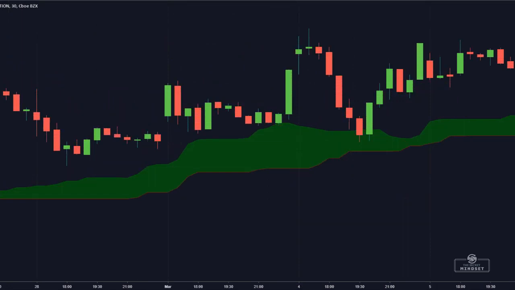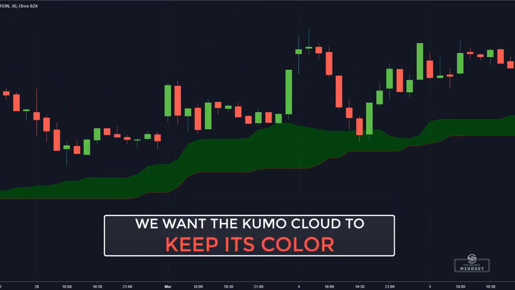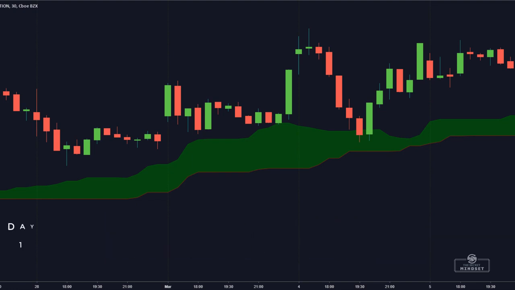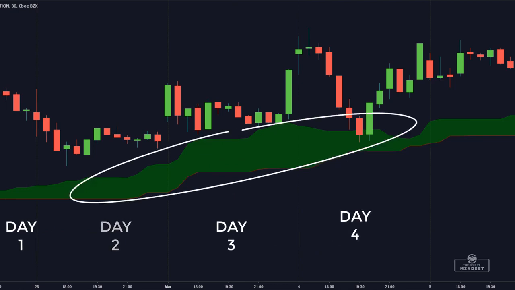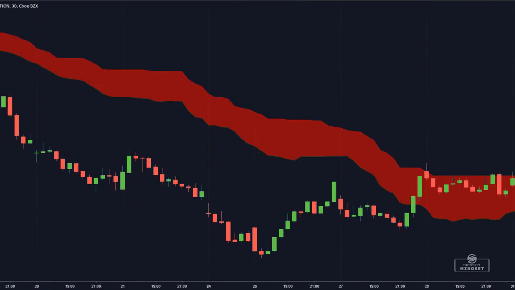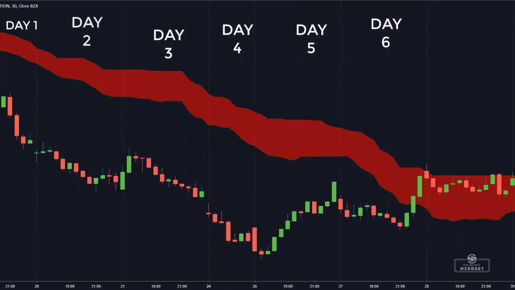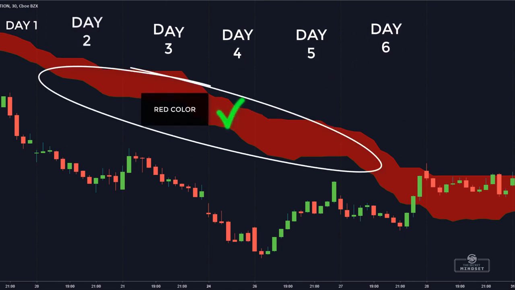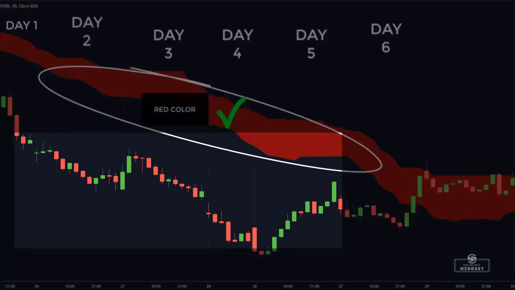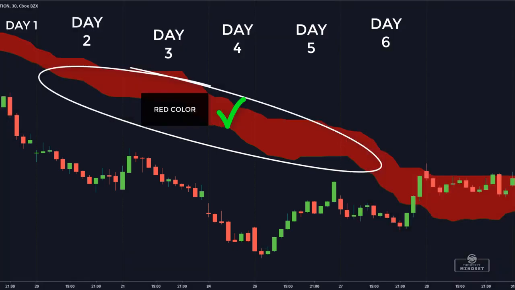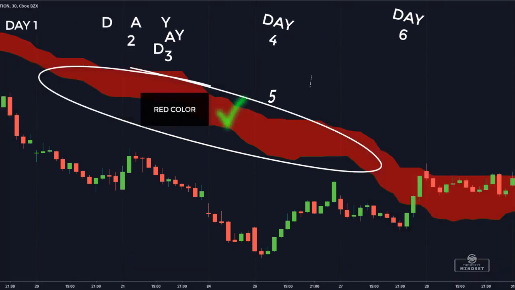If I want to see if the markets are trending or not, I want the Kumo cloud to keep its color. So I want to see green in the last 1 or 2 days without any red, like in this ExxonMobil chart. And here's a great downtrend. Observe the Kumo cloud keeping its red color, the price staying below the cloud, and the cloud is pretty wide, meaning that the trend is a strong one.